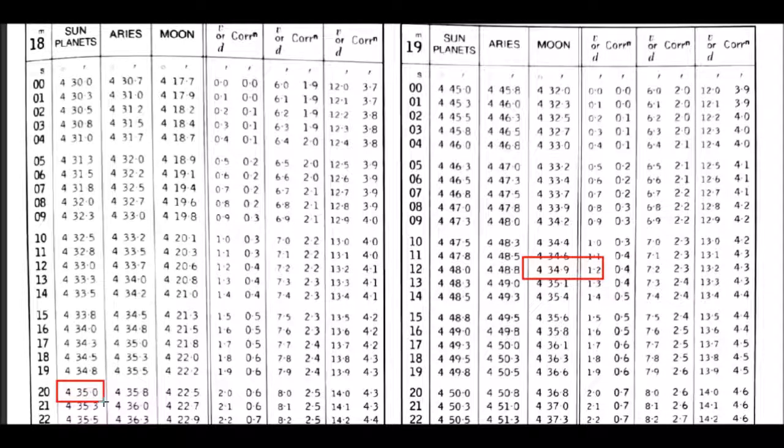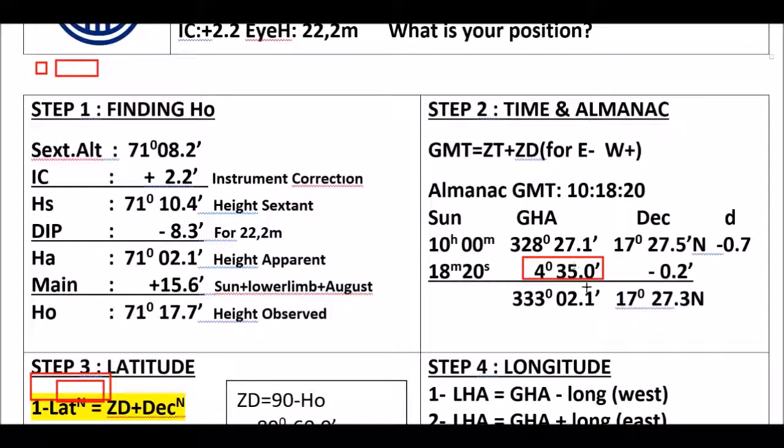So our value, this one, degrees and minutes. If you confuse whether it was minutes or degrees, you have to look to the top of the columns. We are also writing here. Add it up. GHA is always increasing every minute. So we are adding it up, so we can find the GHA value of the sun for 10:18:20.